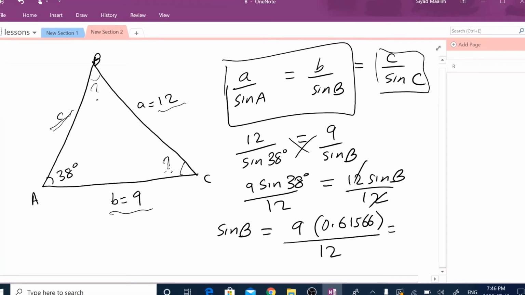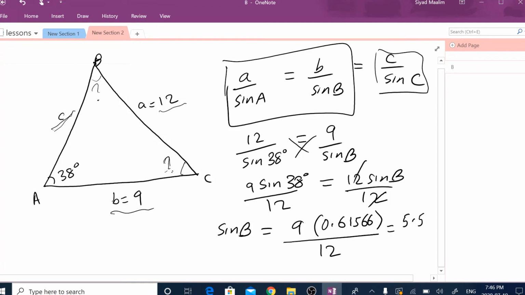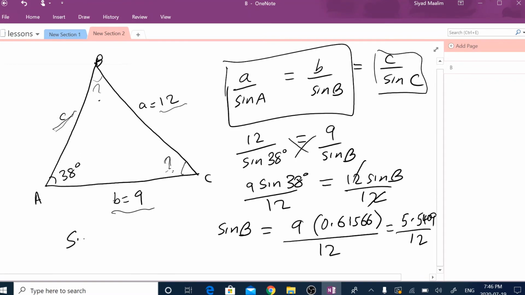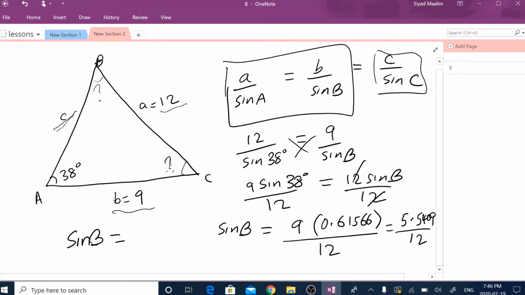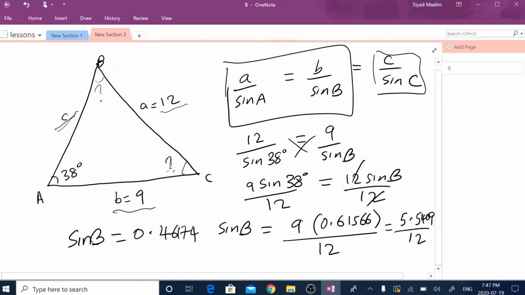When you multiply 9 times 0.6155, what you will get is 5.5409. When you divide that by 12, what you will find is sine B. Let me just do that again. Sine B is equal to 0.46174.